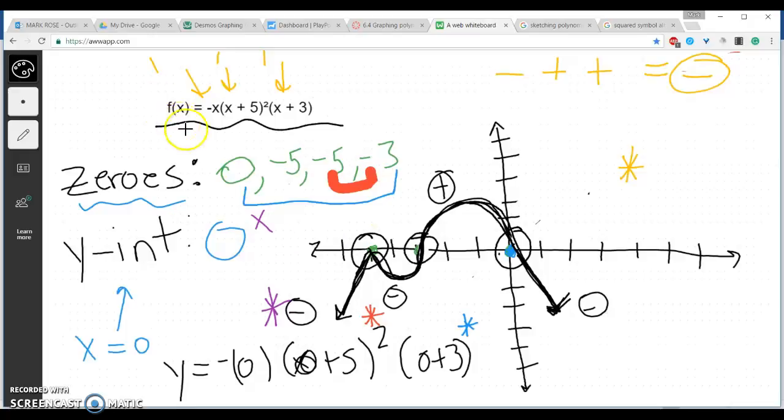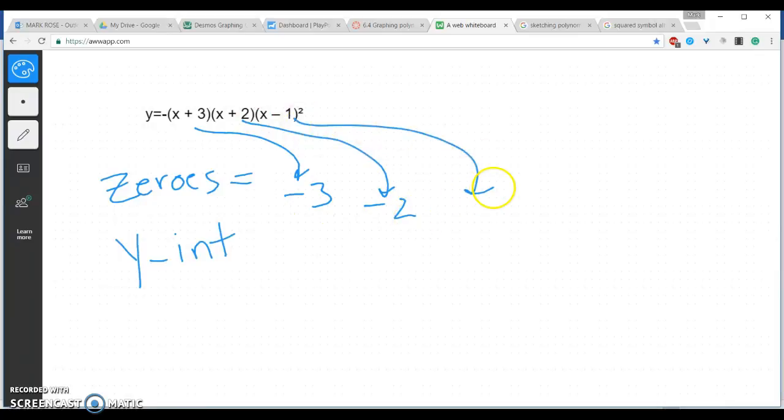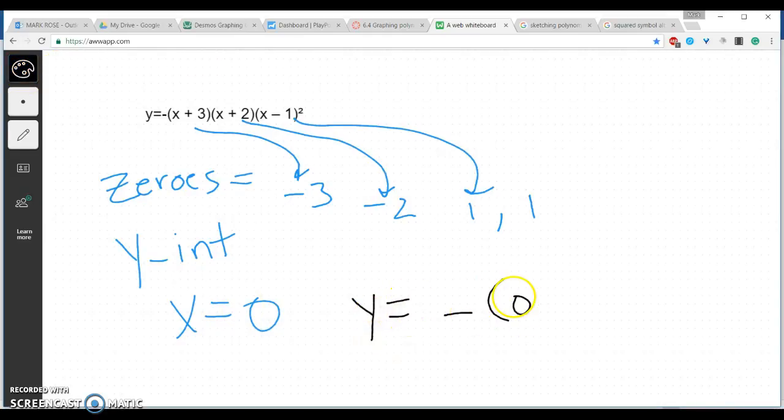We're going to look at one more where we have a different y-intercept, but I'm not going to go through and graph the whole thing. Okay, if we look at the zeros of our function, this one should give me -3. This one should give me -2, and this one should give me 1 twice. Now let's find the y-intercept again. The y-intercept means that x is 0. So we're going to take that function and plug in 0 for every x that we see.